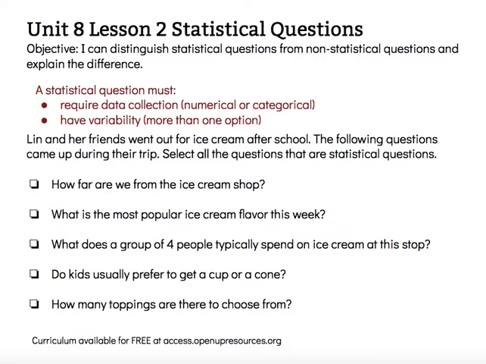Question 1. How far are we from the ice cream shop? Well, it's assumed they're all traveling together, so then they're all exactly the same distance away from the ice cream shop. So there's no variability. There's not one person that's closer and one person that's further away. So that is not a statistical question.